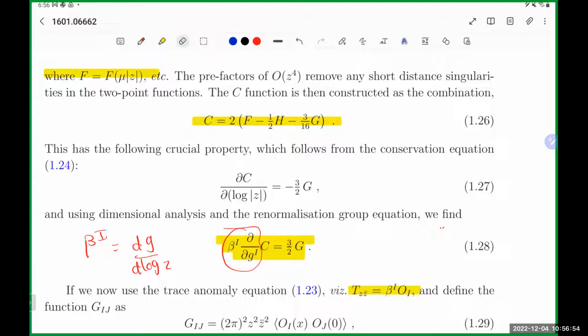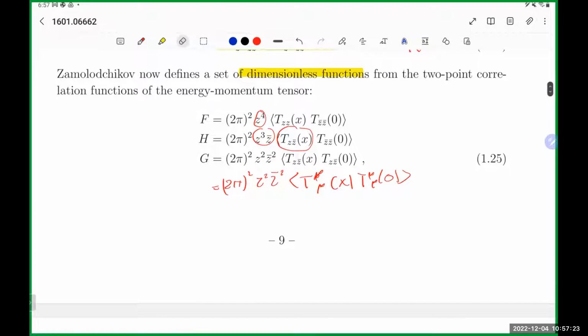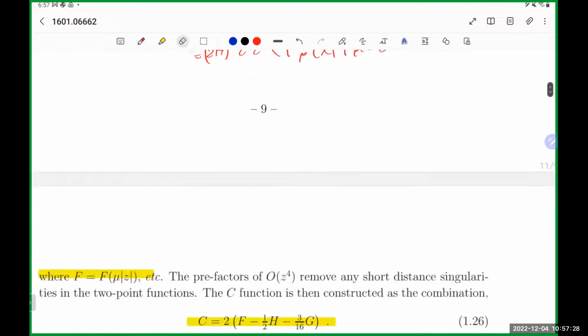There's an implicit dependence here on the UV cutoff. So C depends on this UV scale, which will be epsilon in the off-shell formalism. And it's equal to 3 over 2 G. But what is G? Let us see. G was the special function because it's a 2-point function of the trace of the stress energy tensor, right? It's the trace.